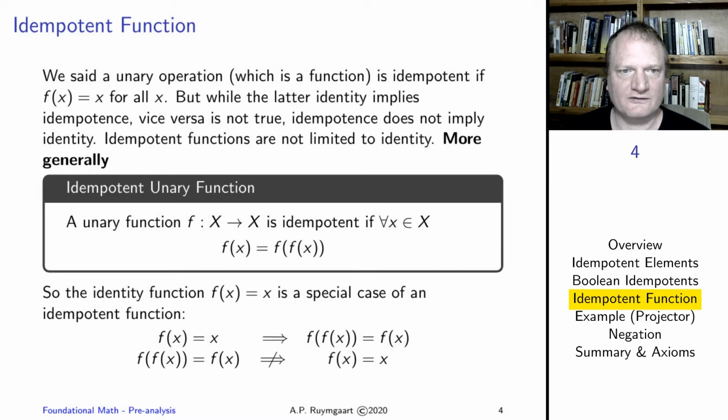So the identity function f of x equals x implies that this formulation holds true, but the other way around is not true. So idempotence does not imply that the function must be identity. It can be something else as long as f of f of x equals f of x, right? So f of x equals x, or identity, implies idempotence, but idempotence does not imply identity. It need not be the identity function for the operational function to be idempotent.